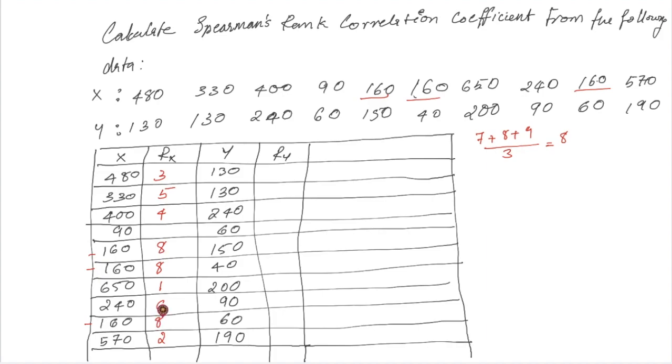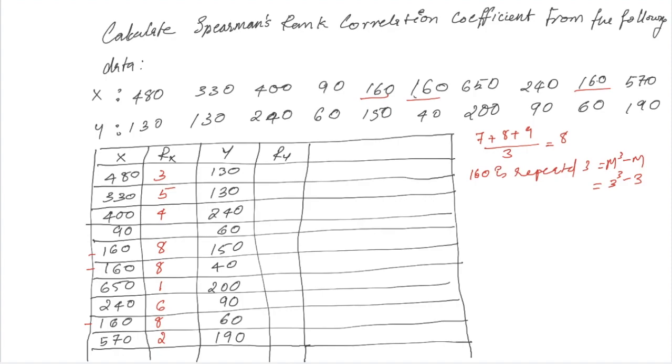Now I said we need to get m cube minus m, right? So we know that 160 is repeated 3 times. So m cube minus m will be 3 cube minus 3. So we have to calculate that also. Okay, so m is 3 in this case. Just remember that m is 3, we are not taking the values, we are taking the number of times a particular value is repeated.